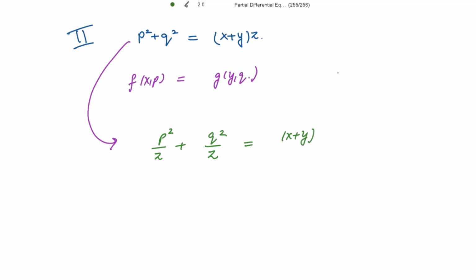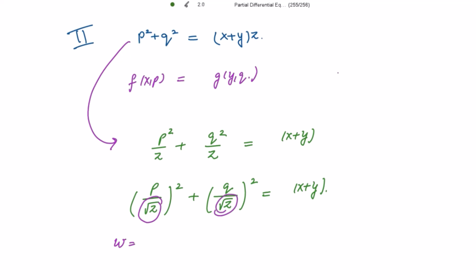We can write this as (p/√z)² + (q/√z)² = x + y. Can we write like this? Of course. We are going to substitute w equal to √z, but I am going to substitute w equal to 2√z to get the easier solution.